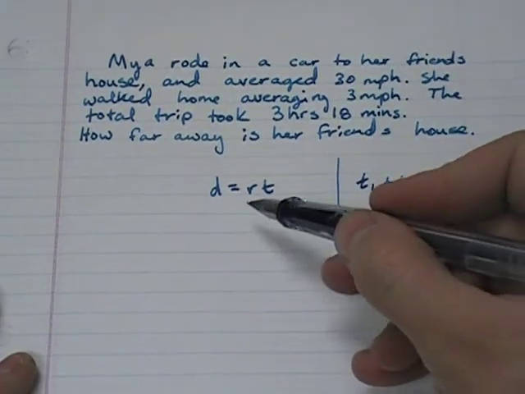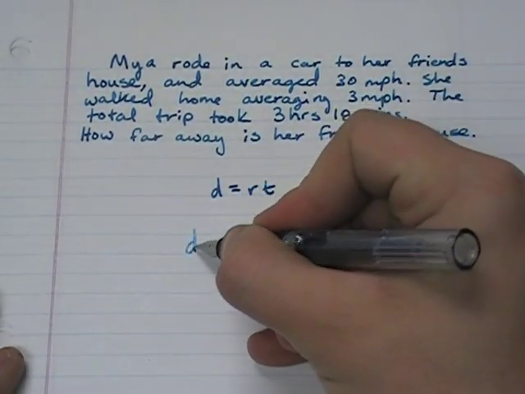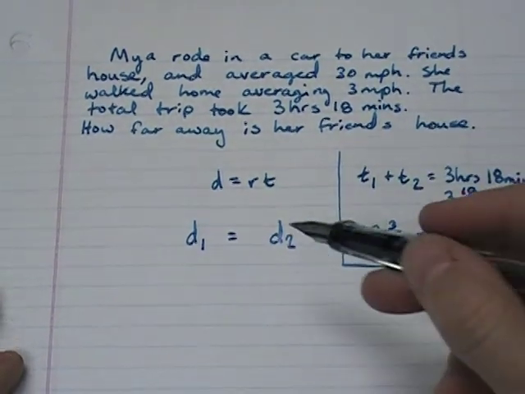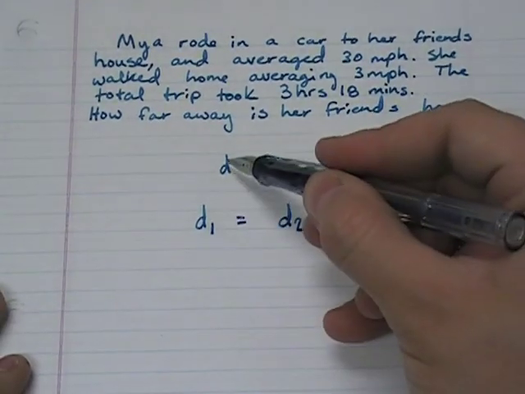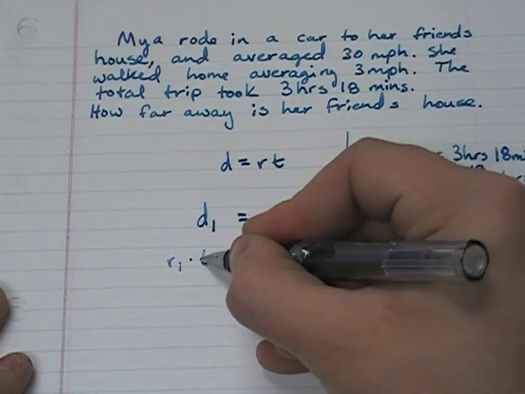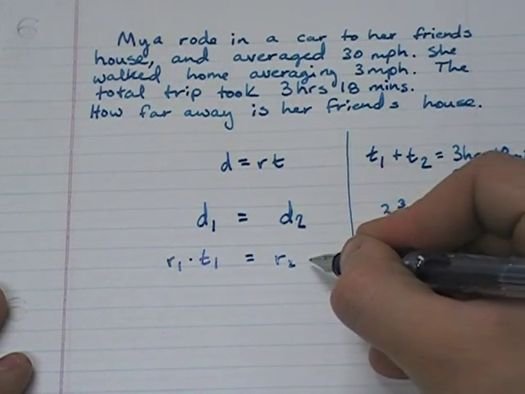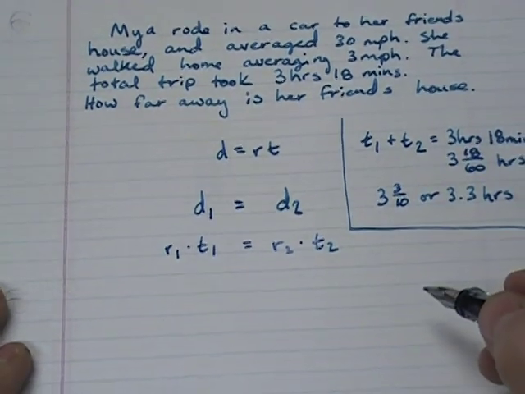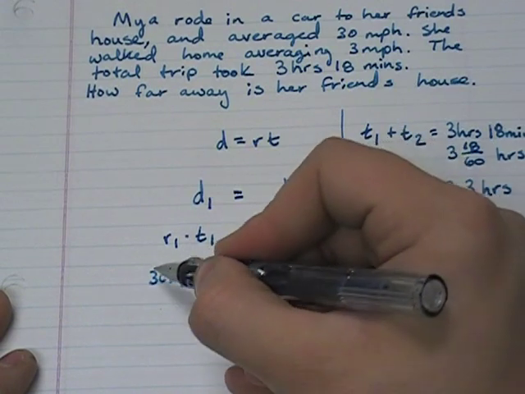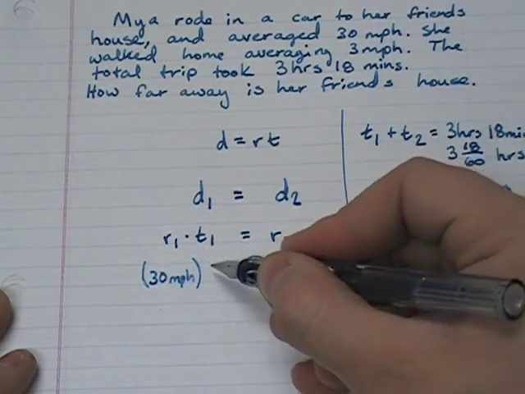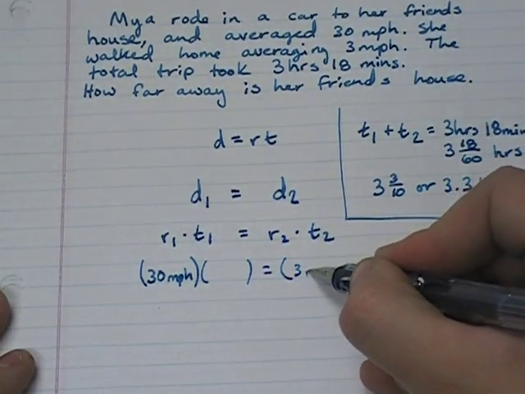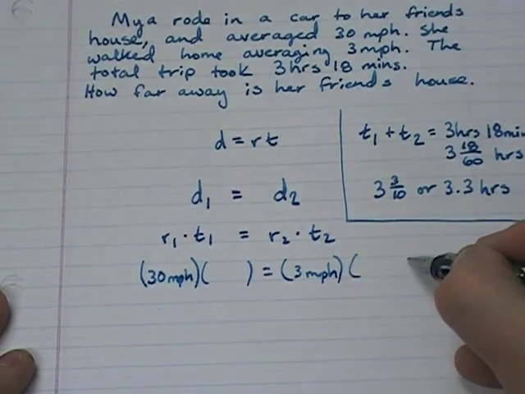Go back to the original equation. I realize that the distance to her friend's house has to equal the distance from her friend's house back home. So D1 equals D2. And D equals rate times time. So this is going to be rate 1 times time 1. And this will be rate 2 times time 2. Well, rate 1 is 30 miles per hour. I don't know time 1. And rate 2 is 3 miles per hour. And I don't know time 2.